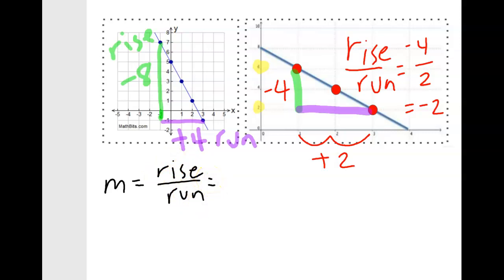I'm going to fill in what I've just noted, that my rise was a -8. My run was a +4. Remember that when I divide or put something into a fraction, that is simply shorthand for division. And dividing a negative by a positive is going to give me a -2 as my slope. So my slope is now -2.